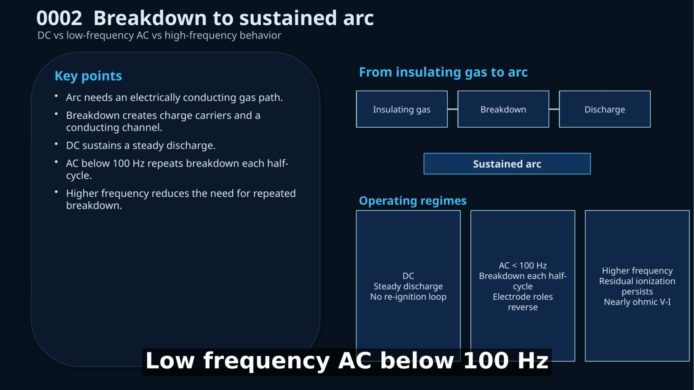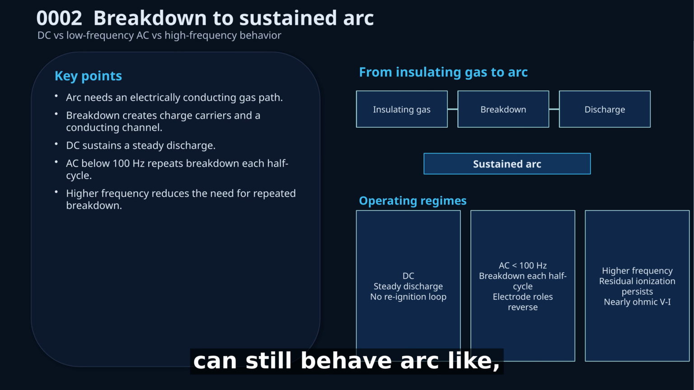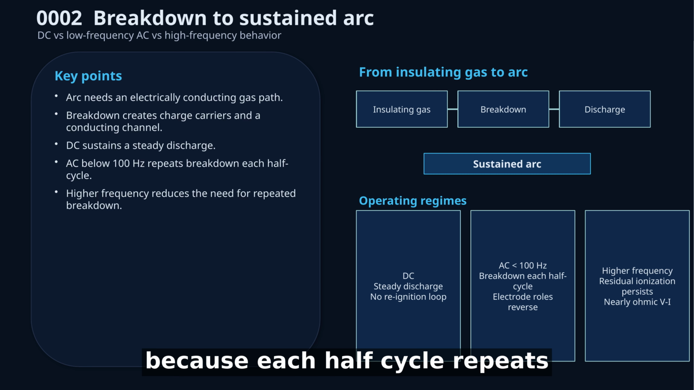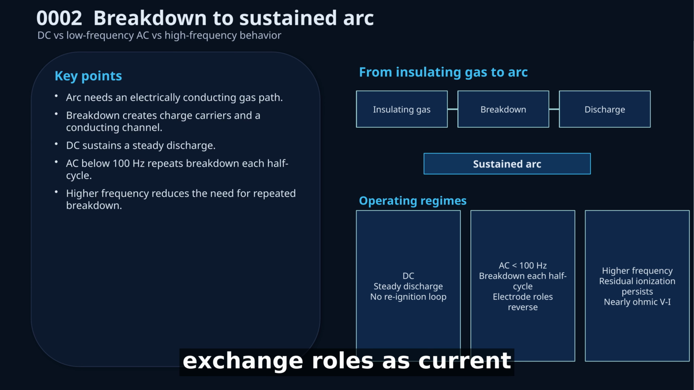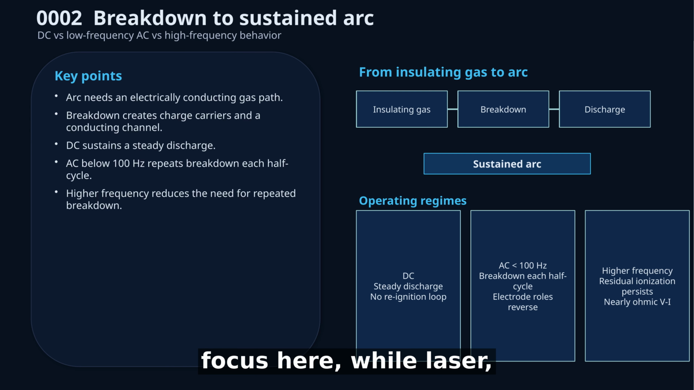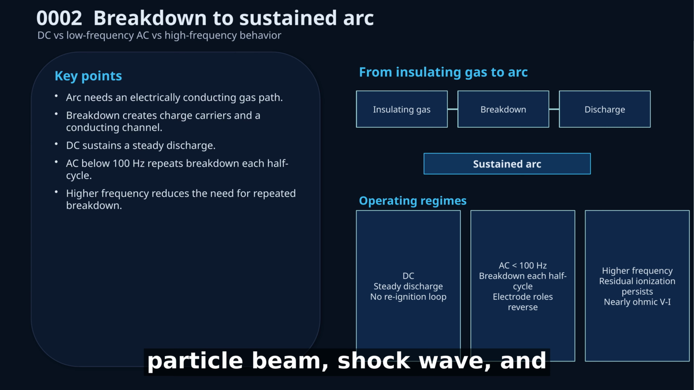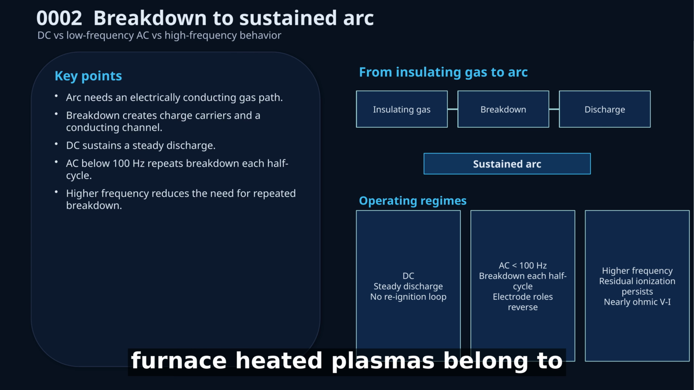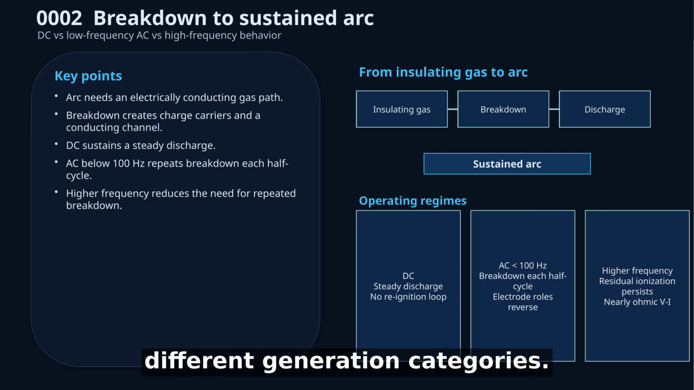Low-frequency AC below 100 Hz can still behave arc-like, because each half cycle repeats breakdown and the electrodes exchange roles as current reverses. At higher frequency, ionization does not fully disperse each half cycle. Periodic breakdown becomes unnecessary, and the voltage-current characteristic becomes nearly ohmic. Electrical discharges are the focus here, while laser, particle beam, shock wave, and furnace-heated plasmas belong to different generation categories.